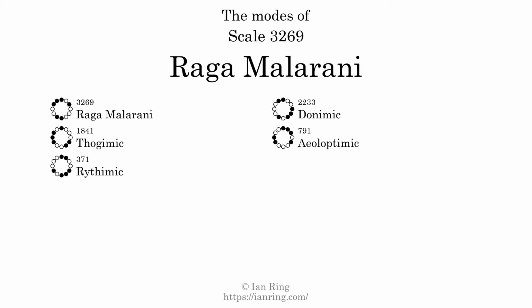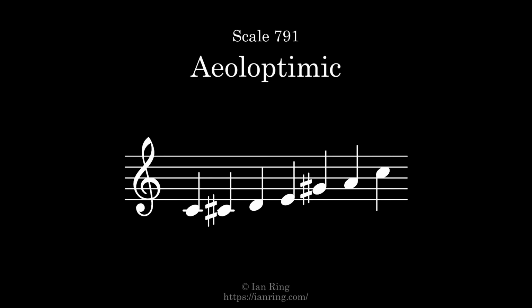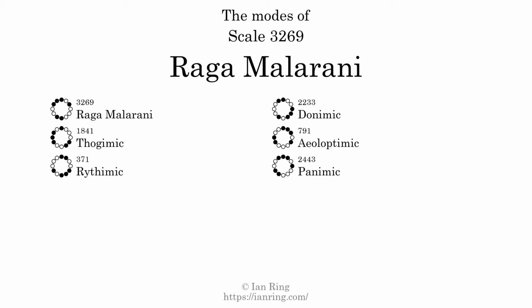The fifth mode is scale 791, also known as alloptimic. It sounds like this. The sixth and last mode is scale 2443, also known as panemic. It sounds like this.